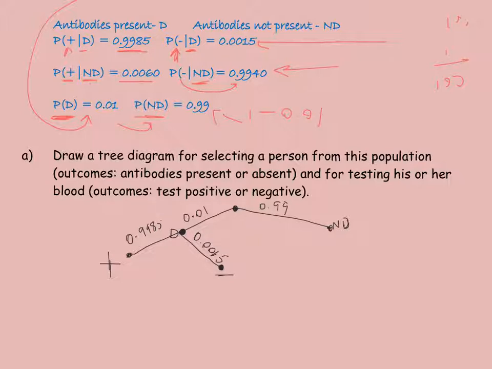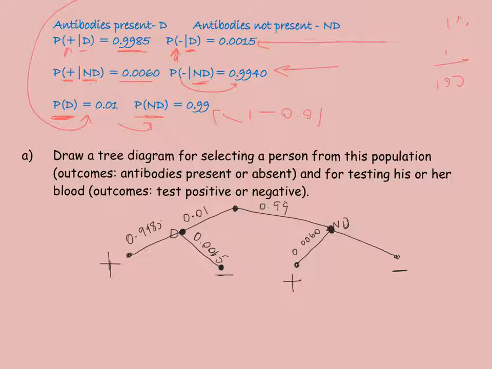Now let's look at the other side, which is a person does not have the disease and the test is administered on them. Even if they do not have the disease, it is still possible that the test will show positive, and it's also possible, obviously, that it will show negative. So at this point we know that the person does not have the disease. So knowing that the person does not have the disease, there is a small chance, 0.0060 chance, that the person will still show positive.